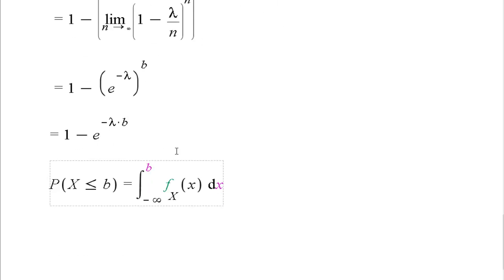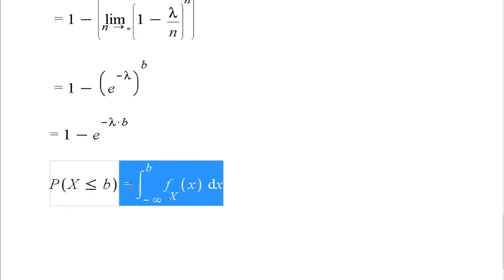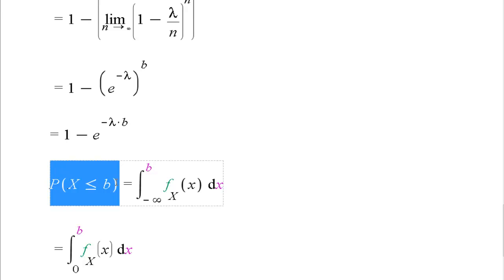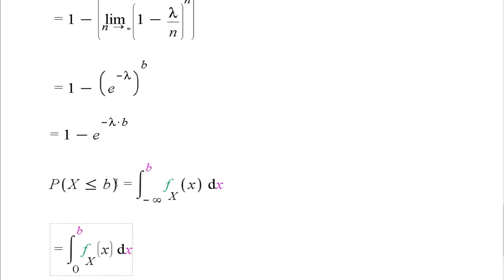Now, so long as x is an exponential random variable, that's given how much time we have to wait for the event to occur, x cannot be negative. So I can redo this integral and start at 0 instead, because I know that my PDF is 0 for negative inputs. So that's the integral from 0 to b of my PDF. And I'm going to stick this probability on the left-hand side.